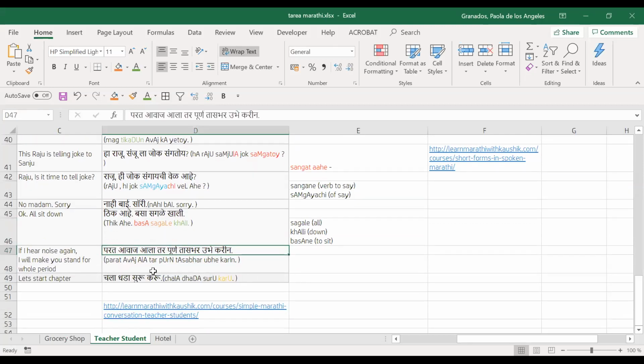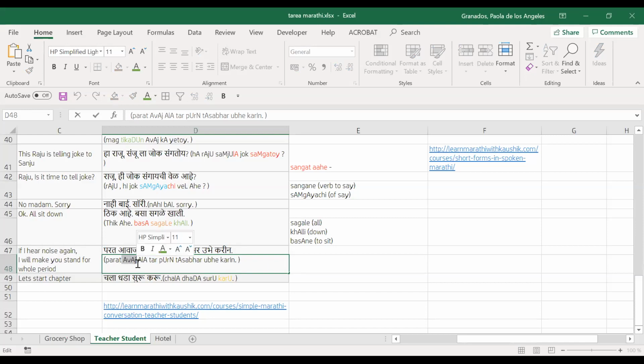Then, if I hear no noise again, I will make you stand for the whole period. Parat avaz ala tar purna tas, tasbhar ubhe karin. So avaz is voice or sound. Avaz, it's masculine.